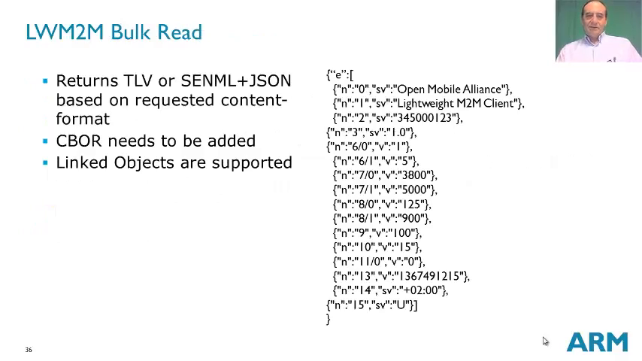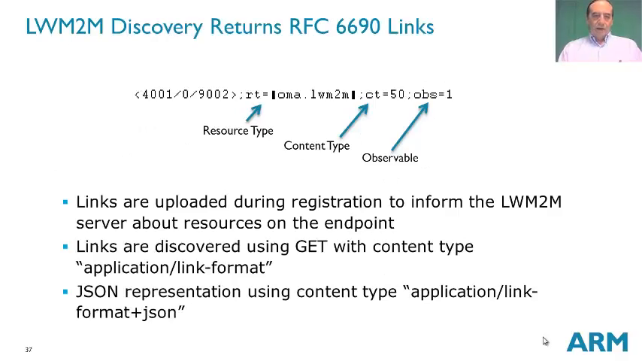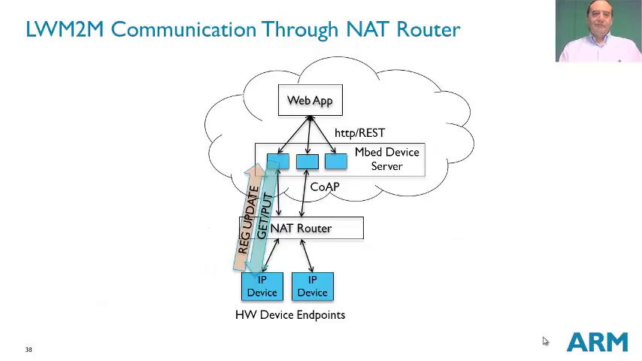Also, Lightweight M2M allows a bulk read. So if you have multiple instances of an object or an object with multiple resources, you can do a read from the top of the device tree, if you will, and get back values from all the devices in a single response. And this uses TLV. The example shown below is SenML, which is the JSON dialect. And Lightweight M2M also provides discovery using the same RFC 6690 links. So sensors upload links and applications can discover using the discovery interface, Lightweight M2M.